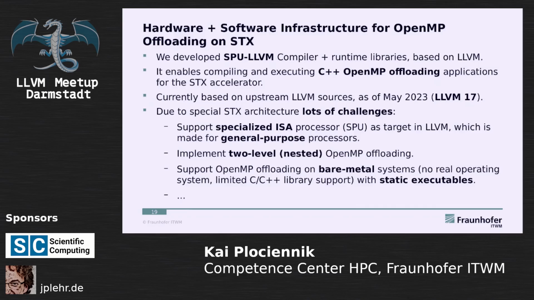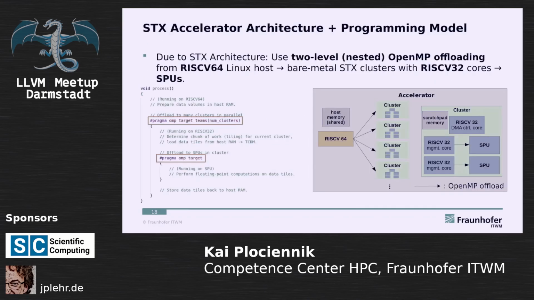And due to the special architecture I've shown you, there were really lots of challenges in the project we were facing. For example, we have this specialized instruction set architecture processor. To support this kind of architecture in LLVM's software architecture, which is, I think, made for general purpose processors, it's not really trivial to do. And then we have this 2-level nested OpenMP offloading.